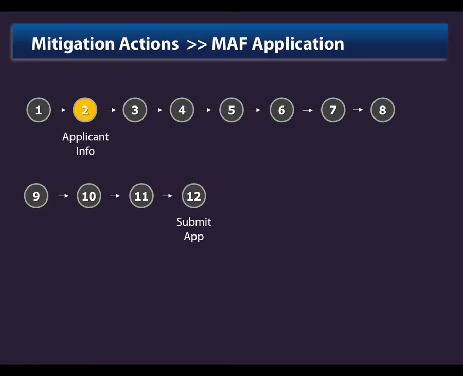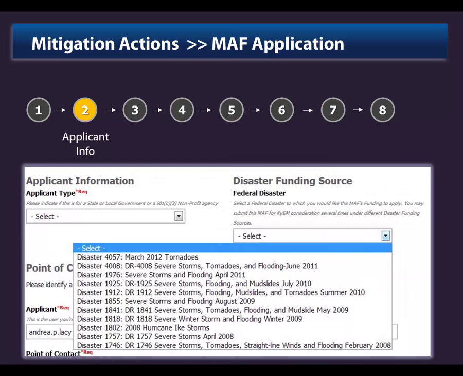To do so, the author of the MAF would revisit Step 2 of the MAF application. Then, under Disaster Funding Source, select the associated federal disaster to which funding is available.